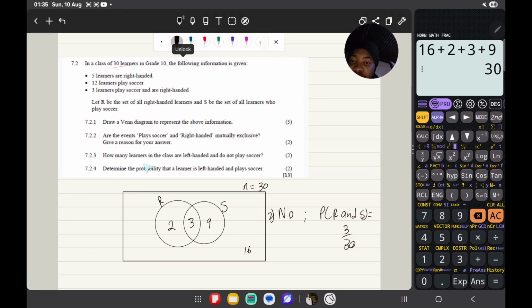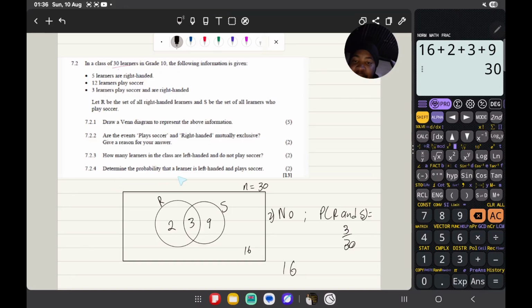Then they ask, how many learners in the class are left-handed and do not play soccer? Remember, this is the circle of anyone who's right-handed, and there's a circle of everyone who plays soccer. So anything outside these 2 circles is people who are left-handed and don't play soccer. So the number of learners is 16.